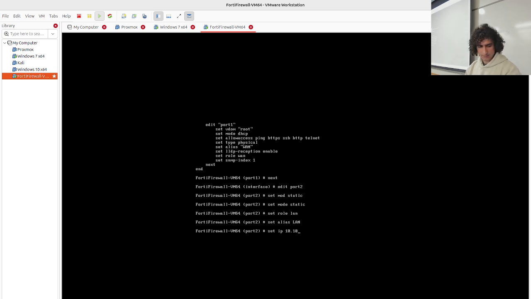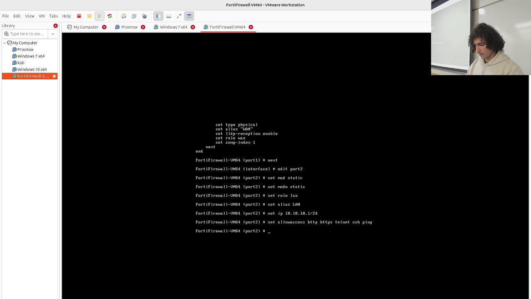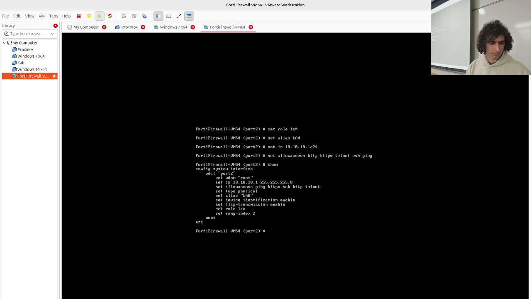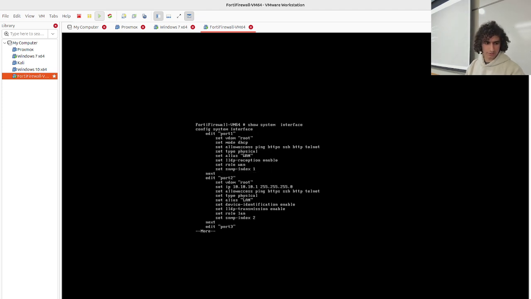I'm going to just do 10.10.10.1.24. And then, once again, set the allow access to HTTP, HTTPS, telnet, SSH, and ping. Exact same thing. We do show, we can see that everything is configured right. So we'll end it. A couple things that we can do is show system interface, and it'll show port 1 and port 2 all configured.